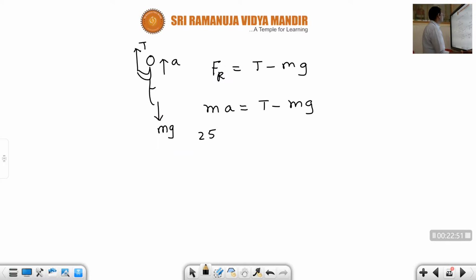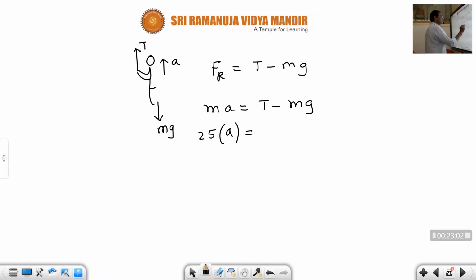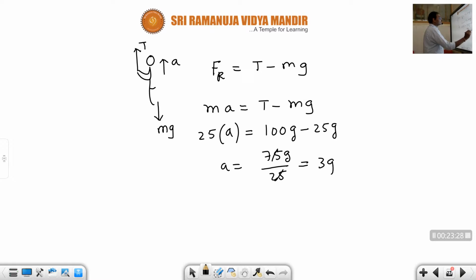Now consider the situation T minus mg: 25 into acceleration A is equal to the tension we already got in the previous step, 100g, minus 25g. Acceleration A is equal to 100g minus 25g, that is 75g by 25, which is equal to 3g.